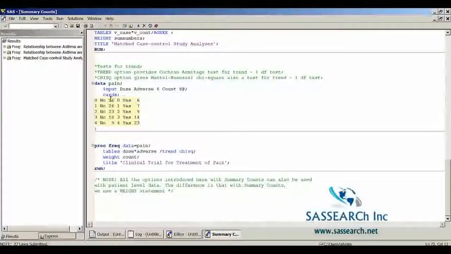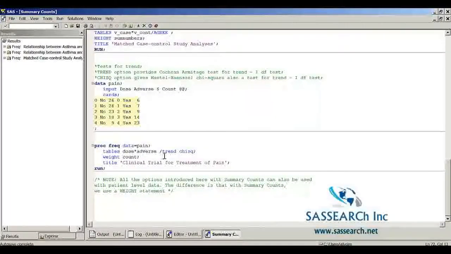Note here I've put this cards semicolon. This is actually the exact same as datalines. When SAS was first developed, they used a cards statement instead of a datalines statement, I guess kind of as a throwback to when we used cards to do computer programming, and I by accident put in the cards statement instead of the datalines statement here. So we're reading in these 5 observations for dose level and whether there was an adverse reaction or not.